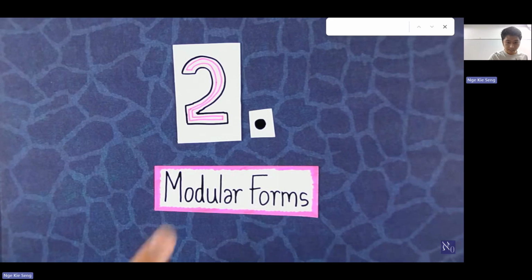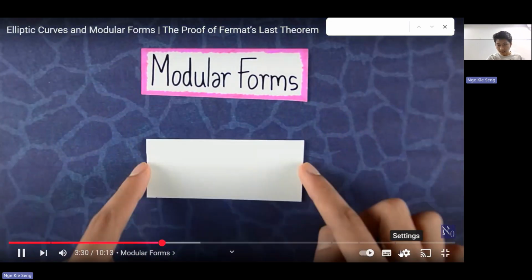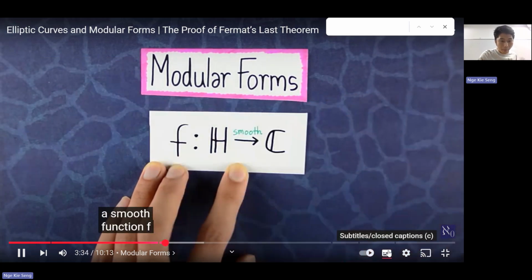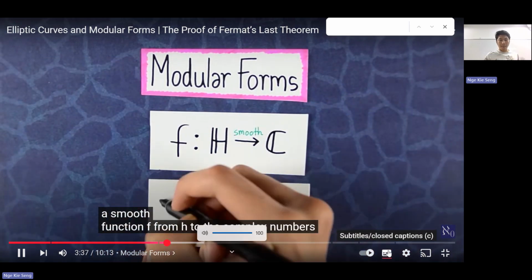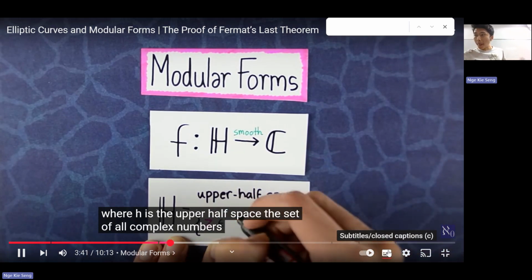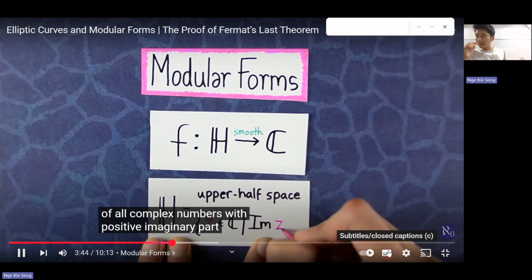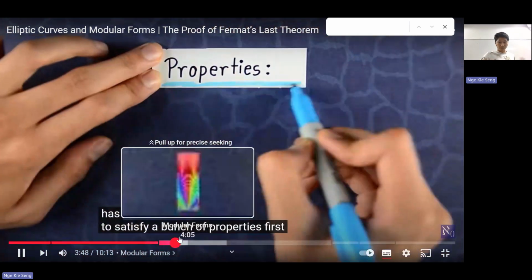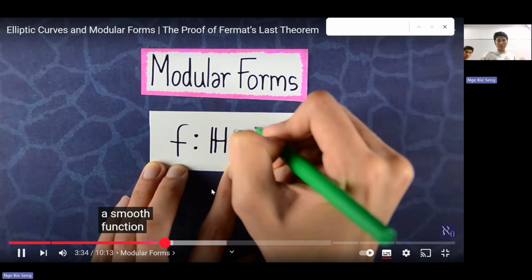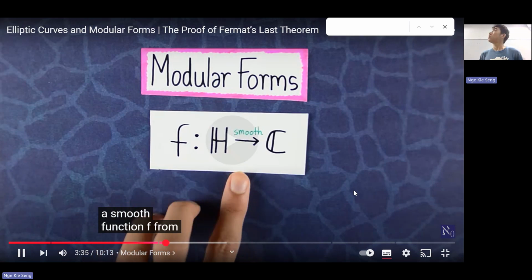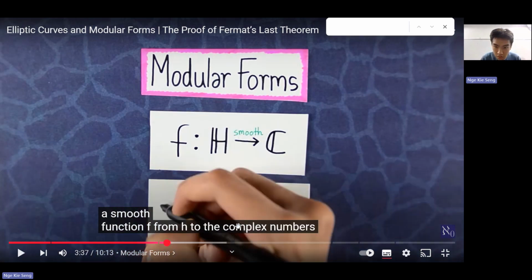Modular forms have, at first glance, nothing to do with elliptic curves. Here's the definition. A modular form is a smooth function f from h to the complex numbers, where h is the upper half space, the set of all complex numbers with positive imaginary part. This function has to satisfy a bunch of properties. First, a technical condition.